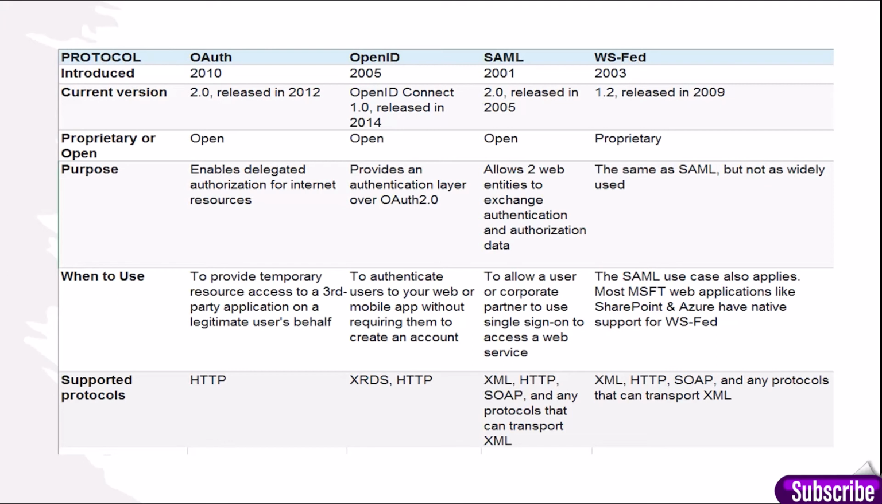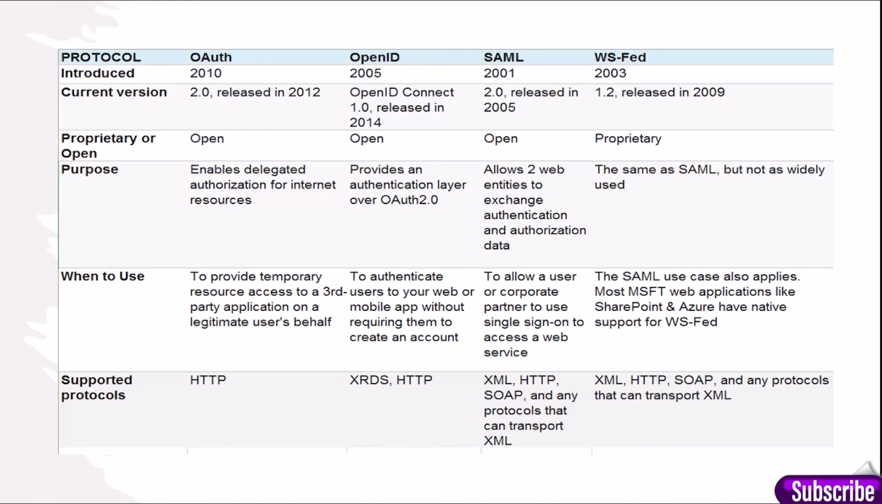Now, what is the purpose? OAuth, as we know, enables delegated authorization for internet resources. OpenID provides an authentication layer over OAuth 2.0. That's what you need to keep in mind. And SAML allows two web entities to exchange authentication and authorization data. WS-Fed is the same as SAML, but not as widely used.